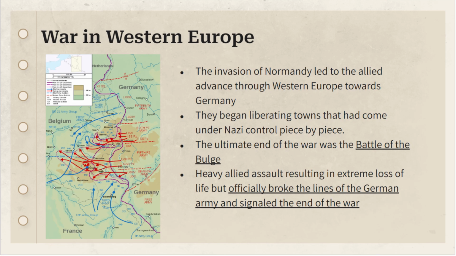From Normandy, they keep pushing further into Central Europe. And as they push eastward, they're liberating towns and really weakening German defenses as they go. And the final major German offensive is called the Battle of the Bulge, and it fails. So this really marks the end of Hitler's regime. That was kind of like his last stand.